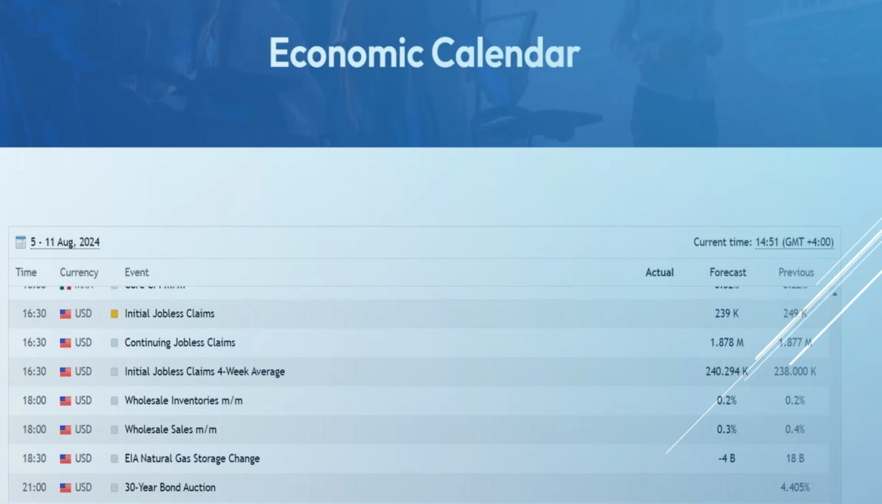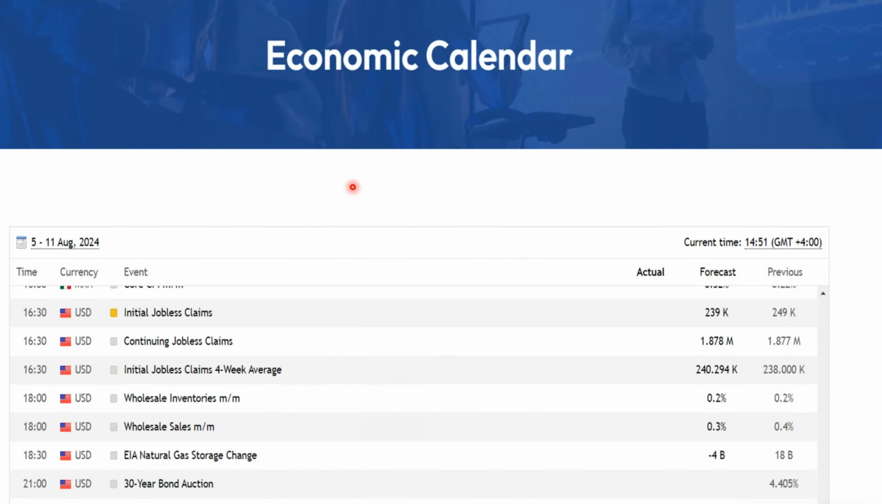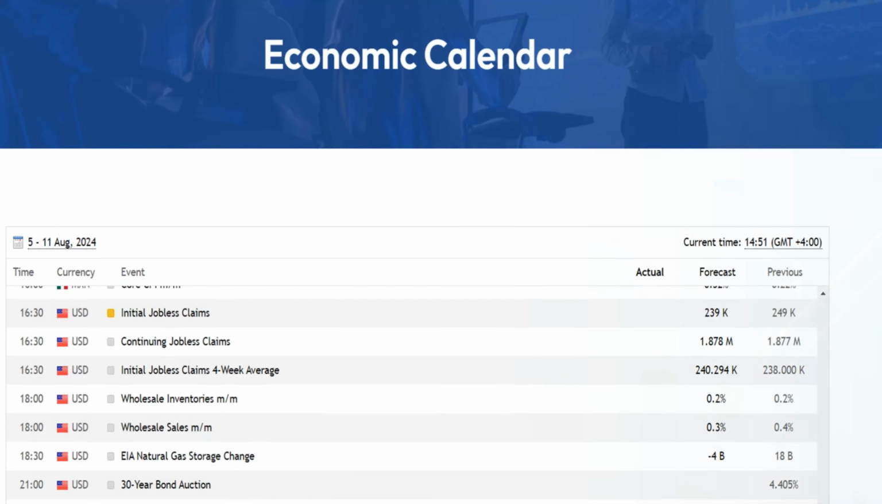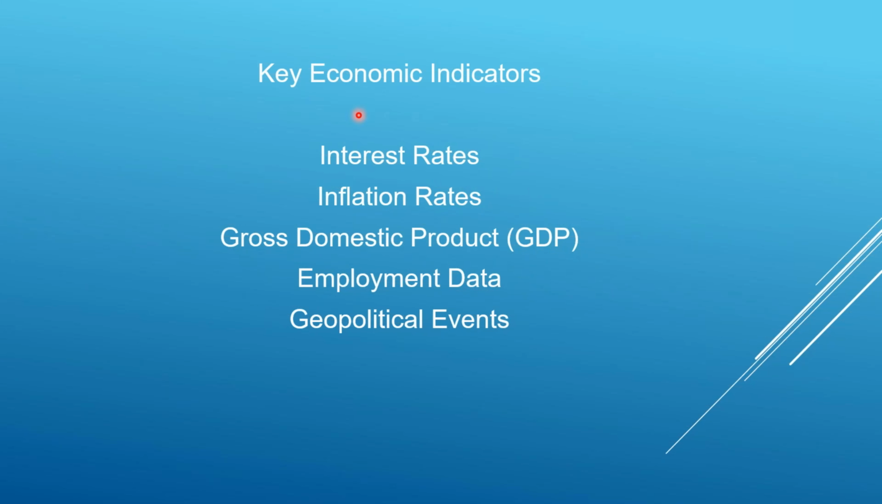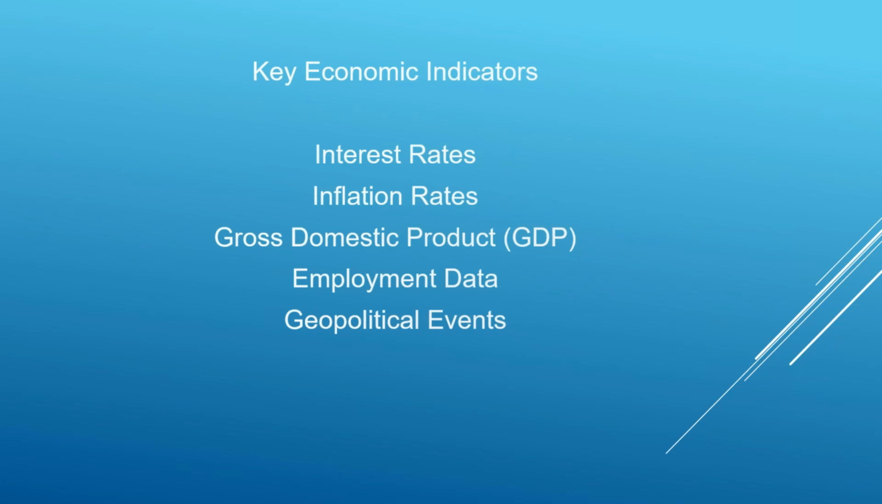Okay, this is the economic calendar, from which we know the fundamentals. We know the news, so you should always know at least the timing of the news, because at this timing something will happen. This will make a lot of moves in the market. So we will recap. The key economic indicators are interest rate, inflation rate, the GDP, the employment data, and geopolitical events.